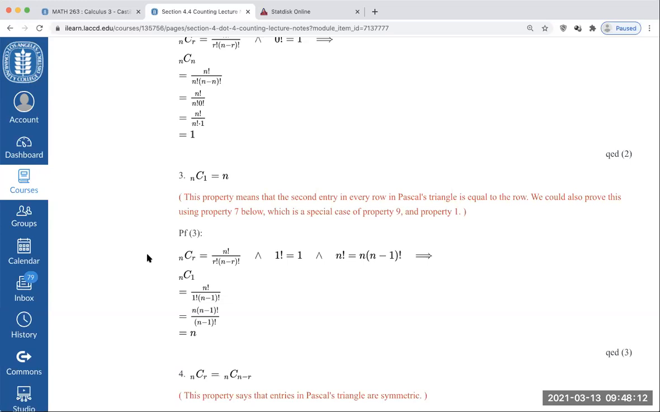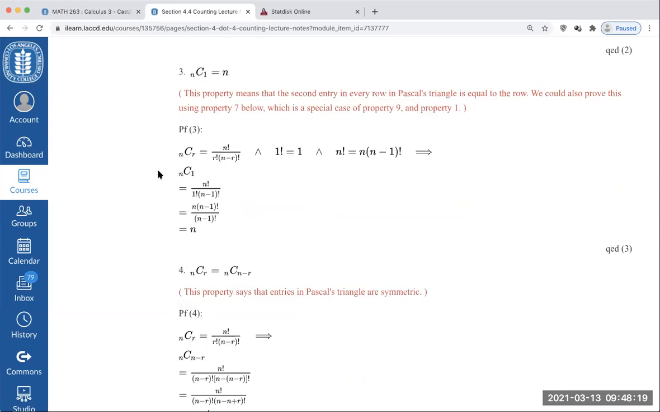We're doing this. Okay, so let's do NC1. Let's replace r here by 1. So it's n factorial over, instead of r, 1 factorial times n minus 1 factorial. 1 factorial is 1. I can write n factorial as n times n minus 1 factorial. Then the n minus 1 factorials cancel, and all that remains is n. And that's what I wanted to show.